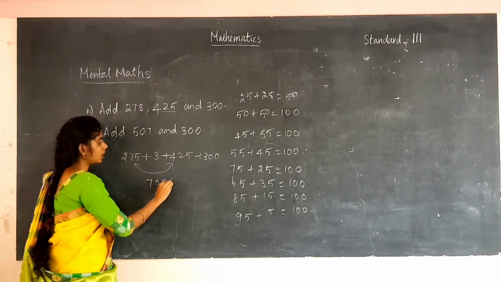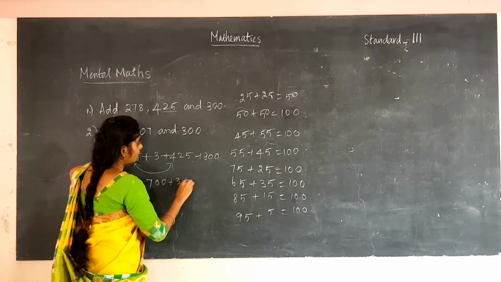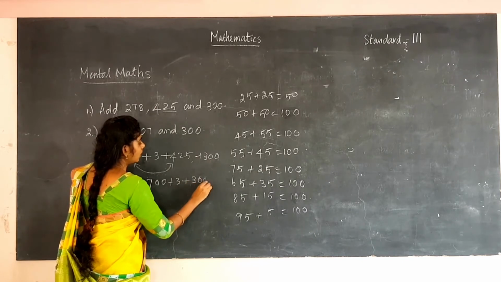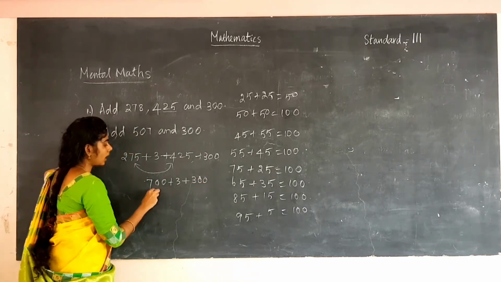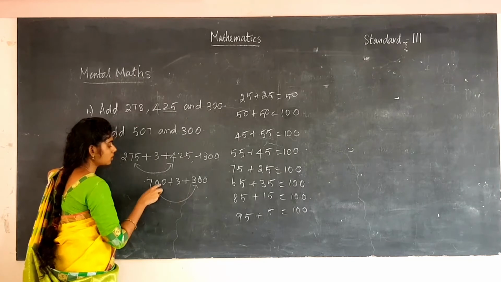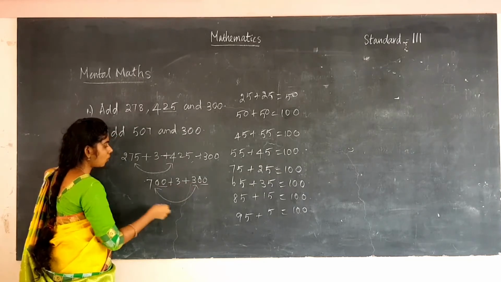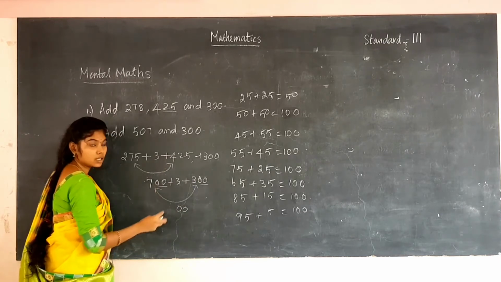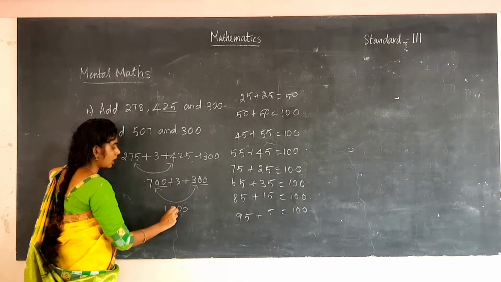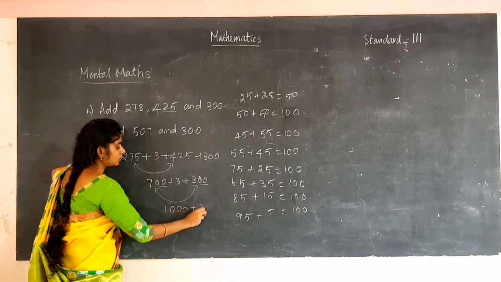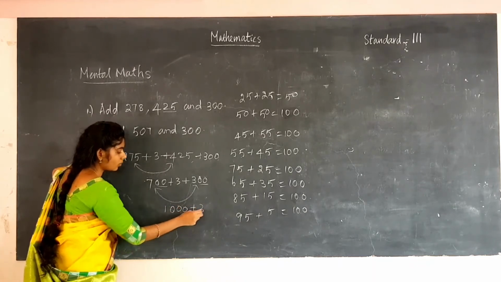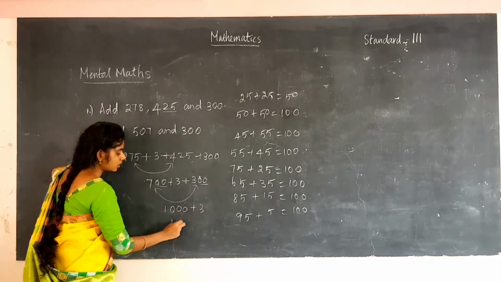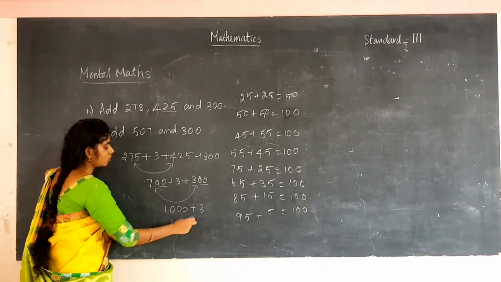Then there is 3 plus 300. So now you can add these two numbers, because the last two numbers are 0, 0. So write 0, 0, and then 7 plus 3 is 10. So write 10, and then at last add that number 3. So now you will get the answer: in the ones place you will write 3. So the answer is 1003. So you got it easily.